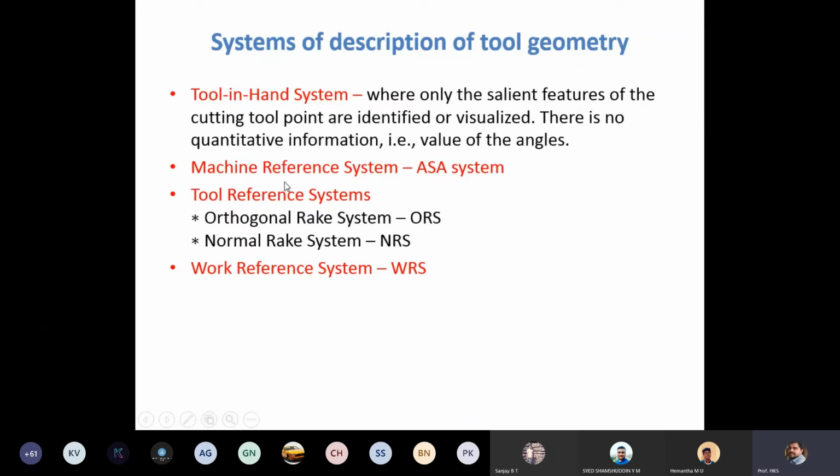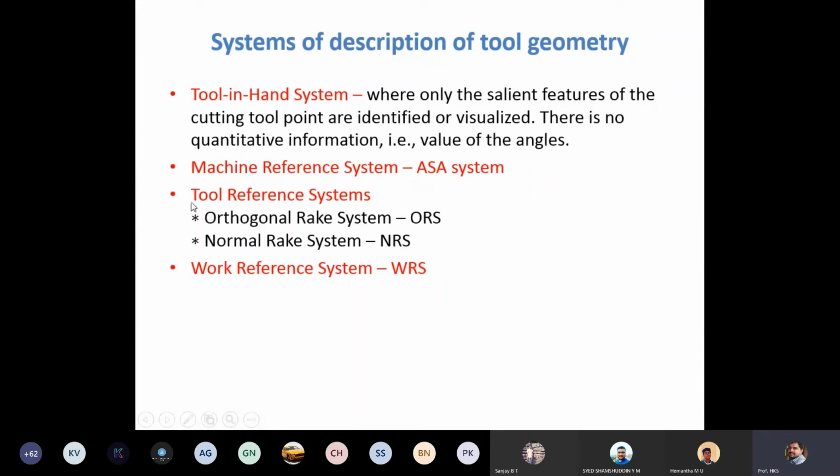Other than that, considering the reference, there are three types of systems. You can choose the machine as the reference, or the tool as the reference, or the work part as the reference. If you choose the machine tool as the reference, then that is considered the machine reference system. It is called by another name, the ASA system. The full form of ASA is American Standards Association. So the other name for the machine reference system is the American Standards Association system.